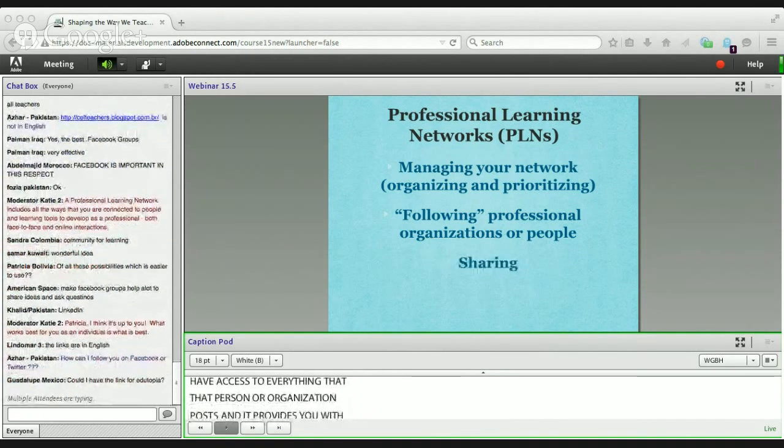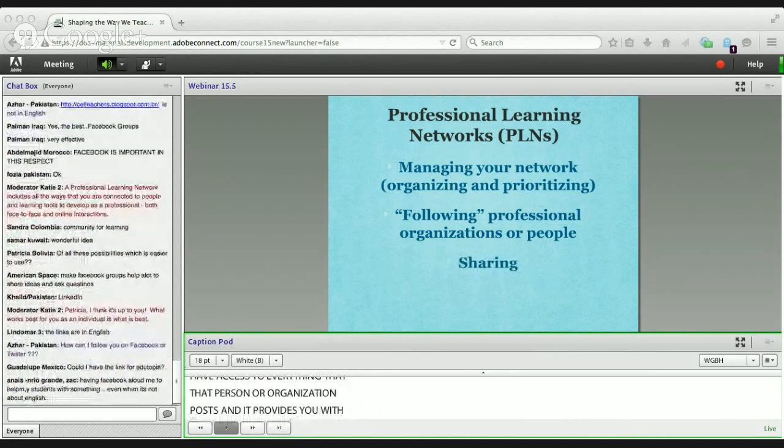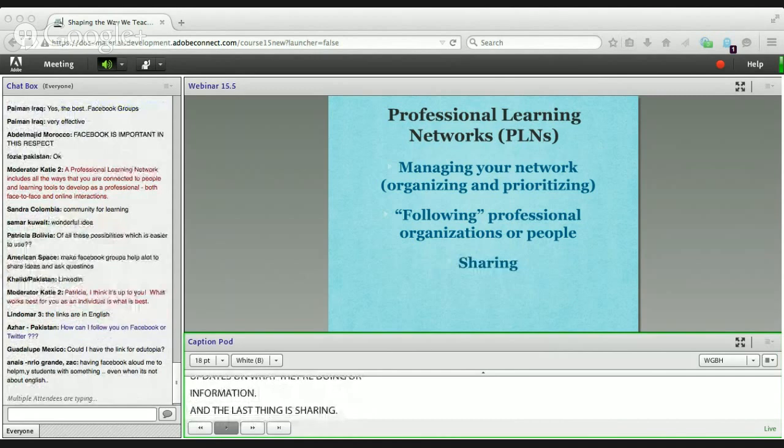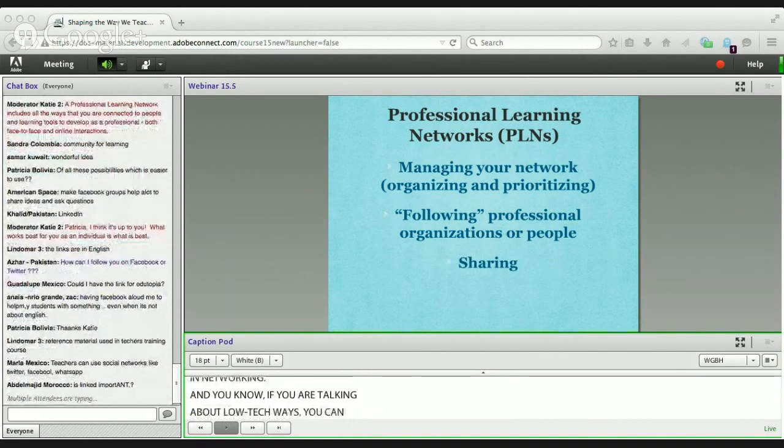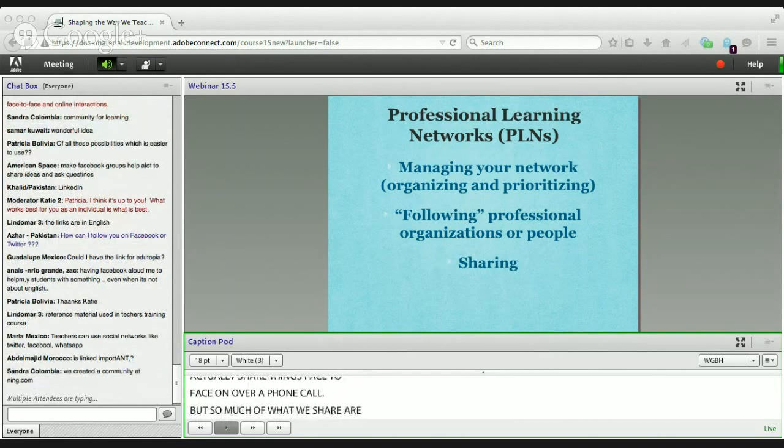And the last thing is sharing. So this word comes up so often in networking. And if you are talking about low-tech ways, you can easily share things, face-to-face or with a phone call. But so much of what we share is online these days. And so these social networking sites become an easy way for us to just immediately share information if it's a link or something else.